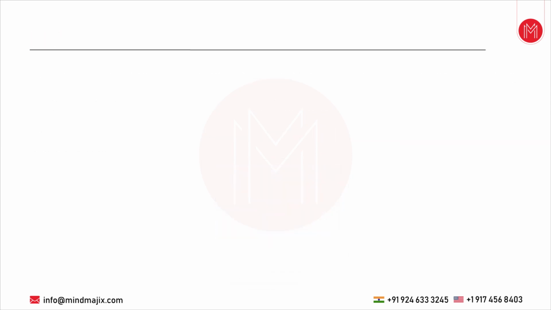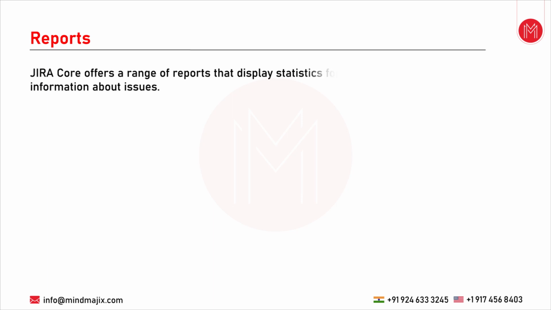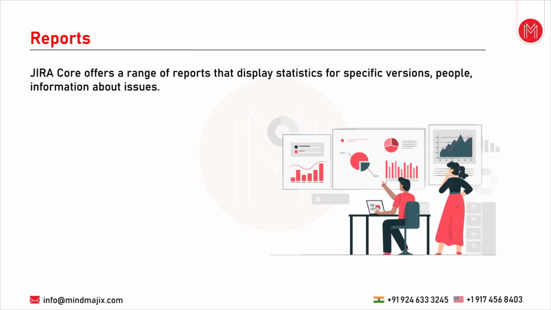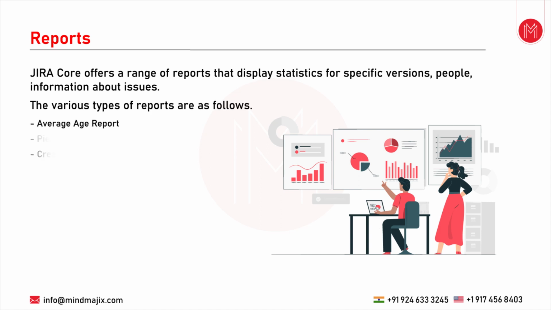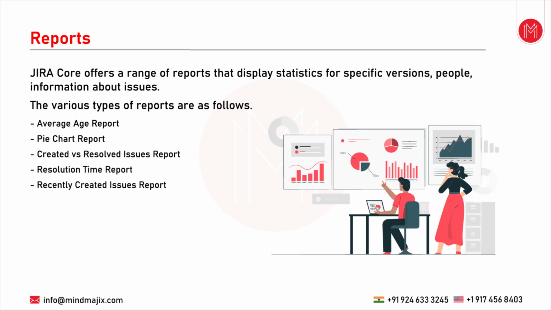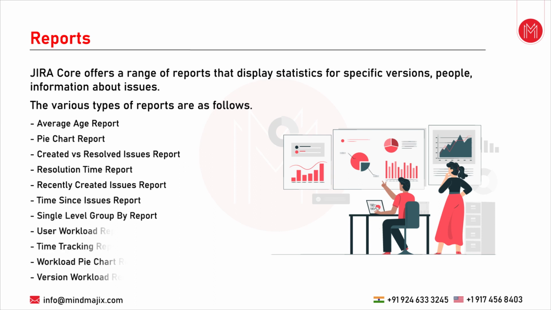The next concept here is that of reports. JIRA Core offers a range of reports that display statistics for specific versions, people, and information about issues. As you can see on the screen, these are the various types of reports that are available in JIRA Software, such as average age report, pie chart report, resolution time report, recently created issues report, time since issues report, single level group by report, and so on.